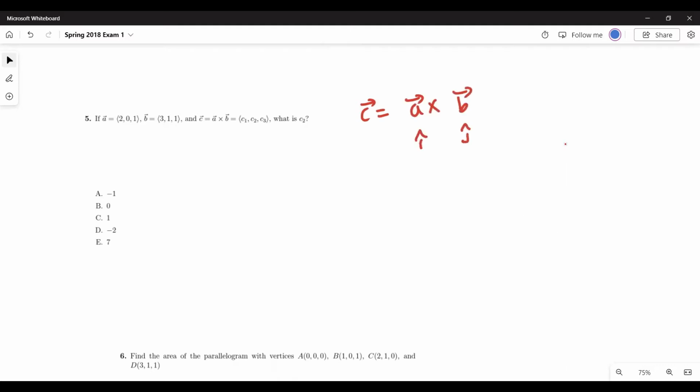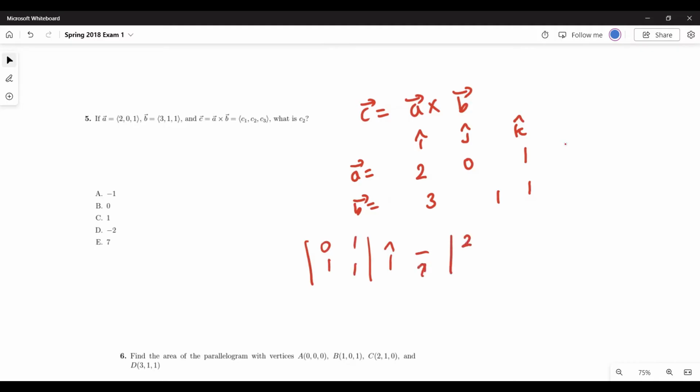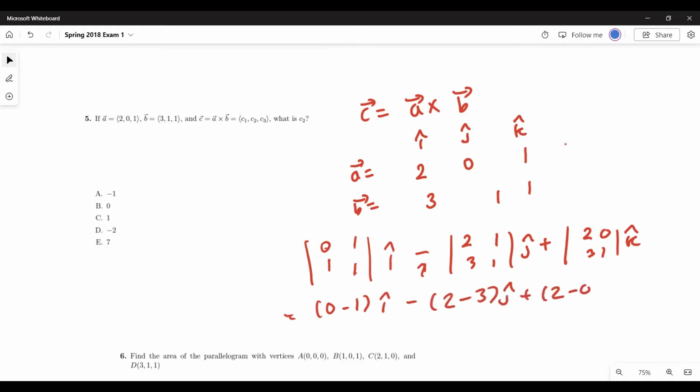So what you do is write I, J, K, and then write 2, 0, 1. That's A. B is 3, 1, 1. And what you do is write the determinant. So for the I component, this will be (0, 1; 1, 1), minus, we have to put a minus sign for the J, and then (2, 1; 3, 1) J plus (2, 0; 3, 1) K, and then you do cross multiply, so 0 times 1 is 0, minus 1 I, minus (2 minus 3) J plus (2 minus 0) K.